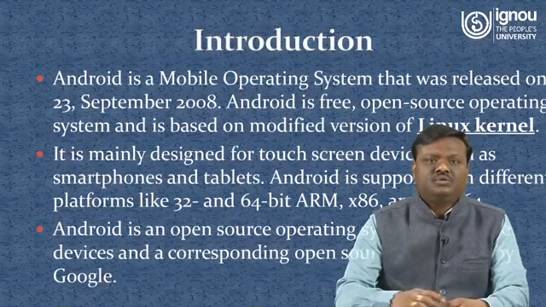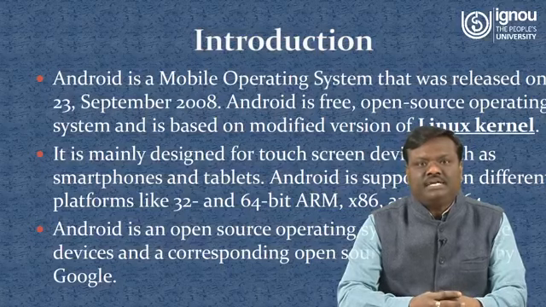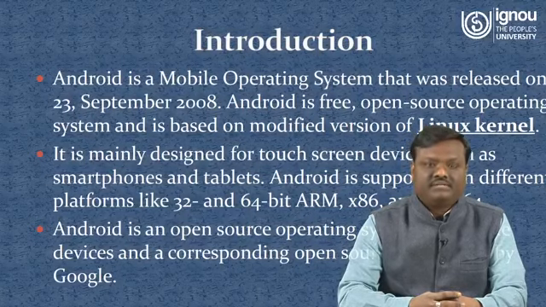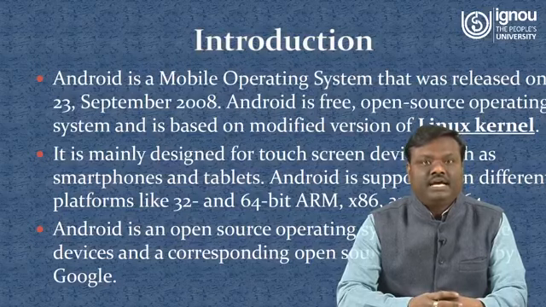So let us come on to the introduction part. This Android operating system was released in September 2008. This is free, open source. Open source, what is the basic difference between open source and the product based? It is nothing but availability of the code and no more hassles with the license and other kinds of features.